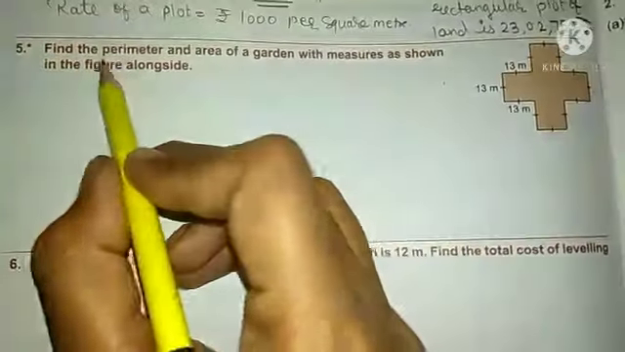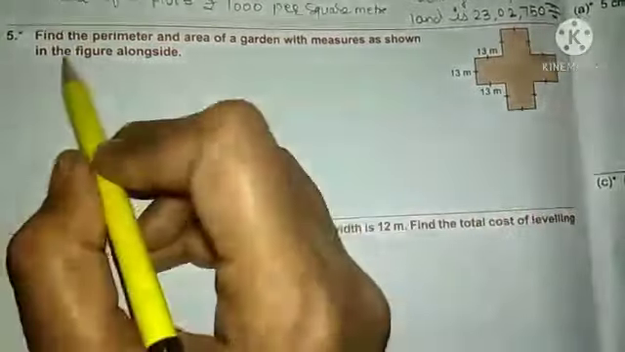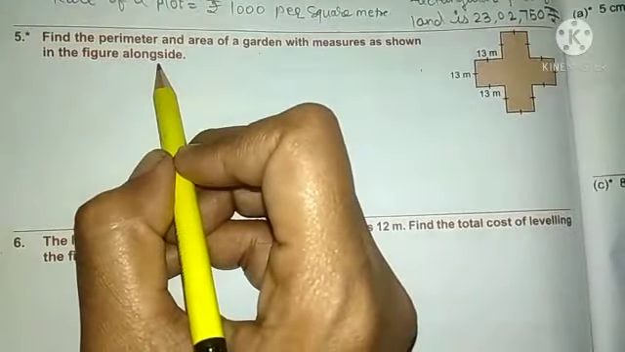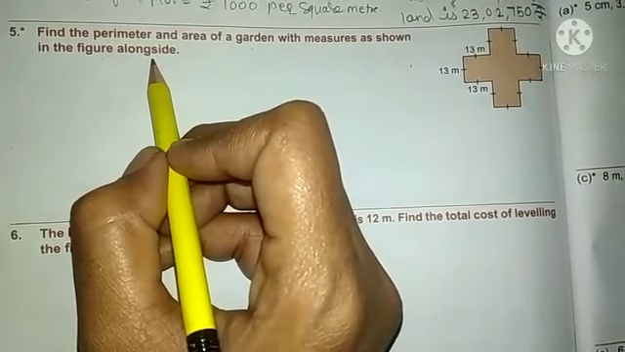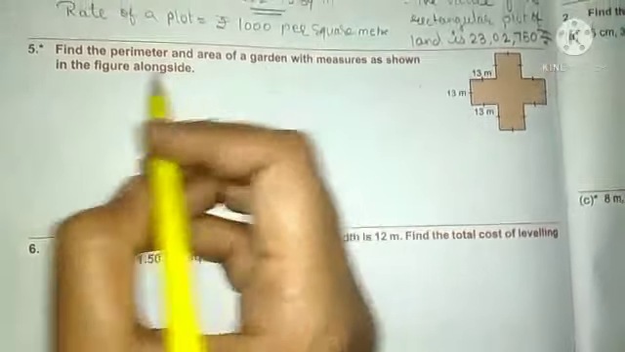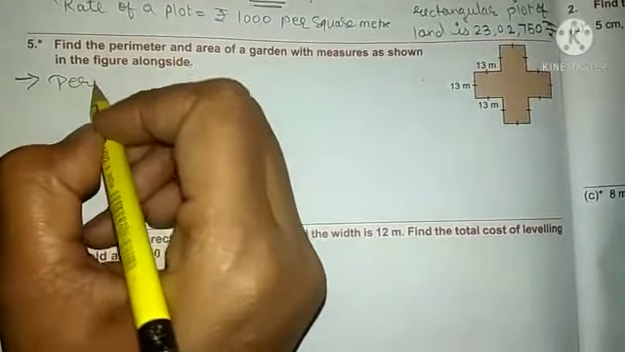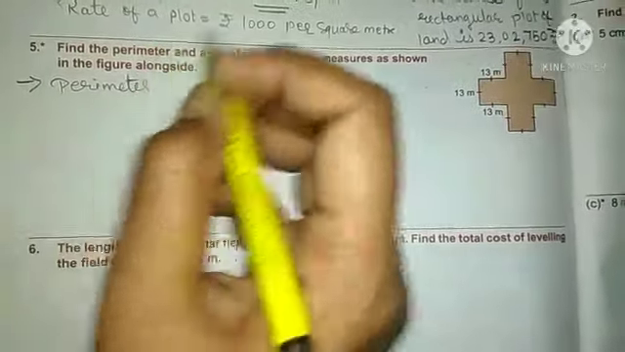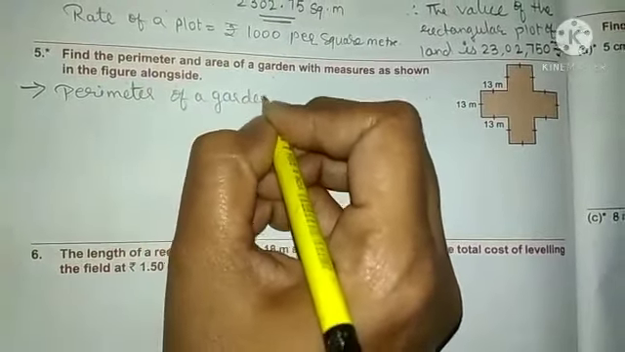Question number 5: Find the perimeter and area of a garden with measures as shown in the figure alongside. Now students, in this question we have to find both the perimeter and area. Clear? So first of all we will find our perimeter. What is the formula for finding the perimeter of a garden? How are you going to find it?